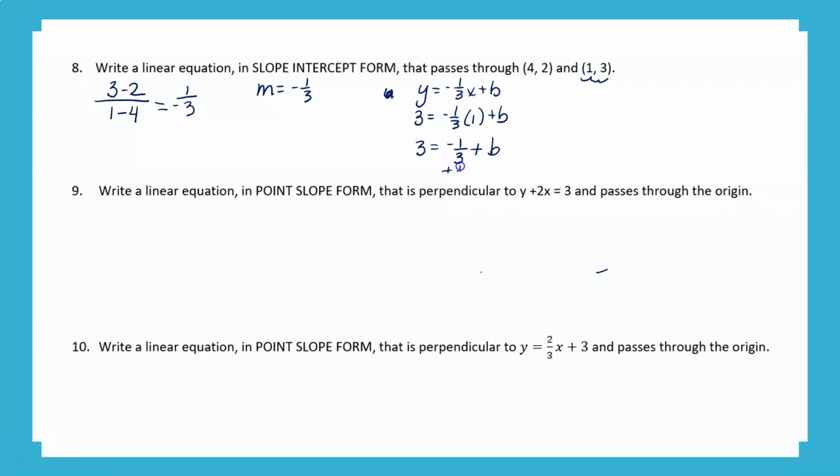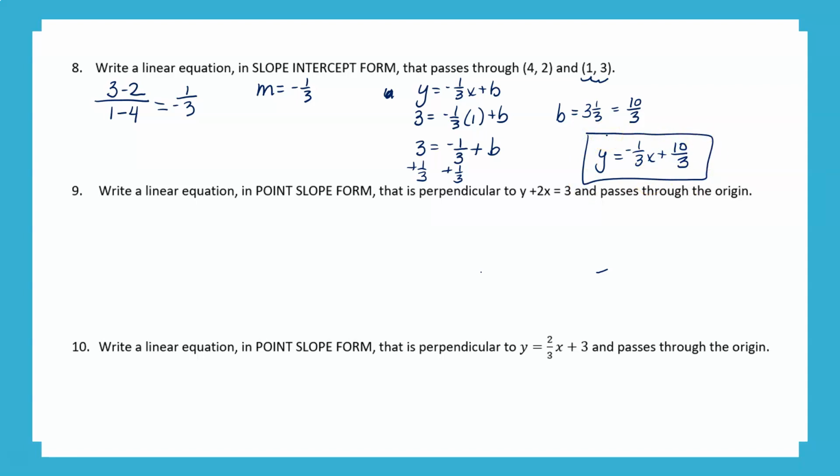I'm going to add a third to each side. So I have b equals 3 1/3, which is the same thing as 10/3. So when we put this all together, I have y equals -1/3 x plus 10/3.